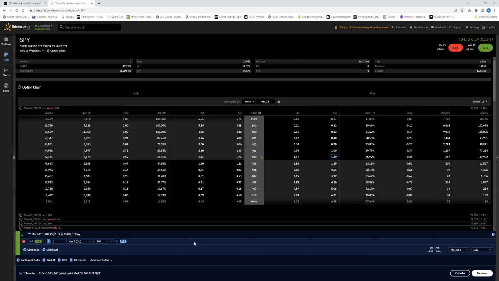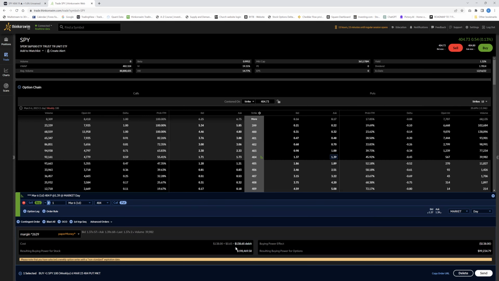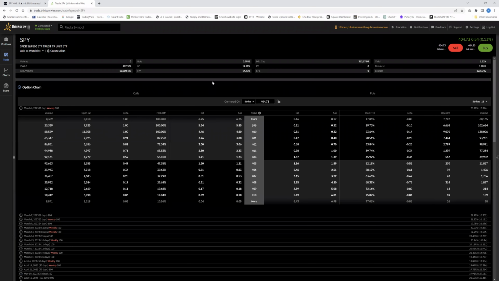Either way, once you come in here, pick the number of contracts that you want. Just go to review, and then just go to send. It'll show you the price of the contract, and then there's always some kind of commission fee, and it'll show you the total price that you're going to be paying. Once you hit send, it'll put you in the actual trade. I'm going to delete this because obviously I don't want to get into a trade.